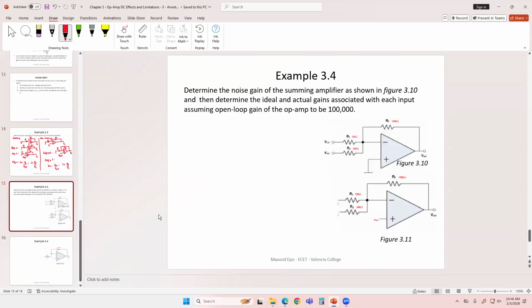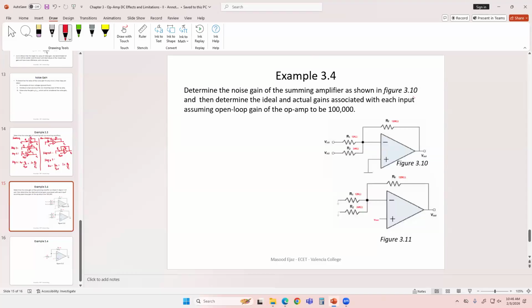We have a linear combination circuit, a summing amplifier, that you're going to be working on today. We have to find the noise gain of the summing amplifier shown in 3.10 and determine the ideal and actual gains associated with each input, assuming the open loop gain of the op-amp to be 100,000. So first, the noise gain.